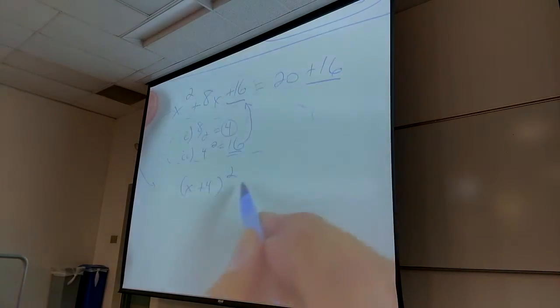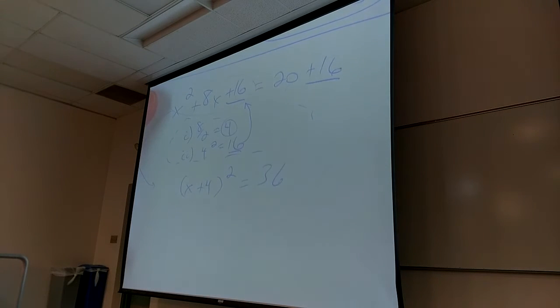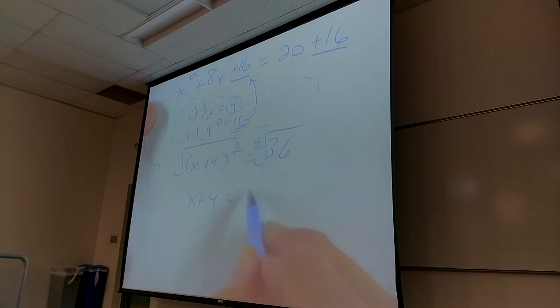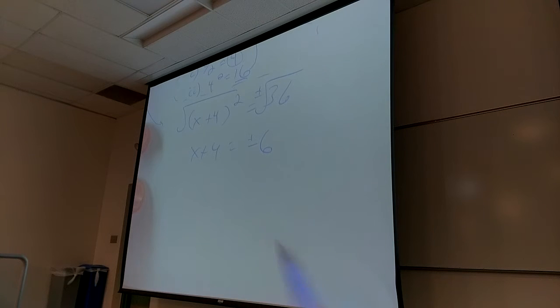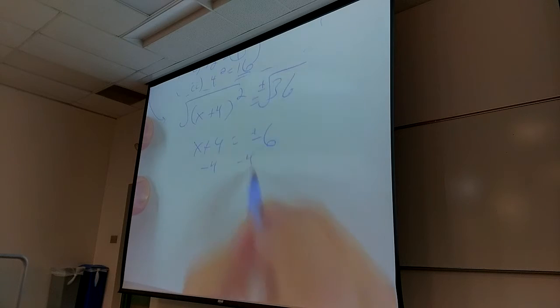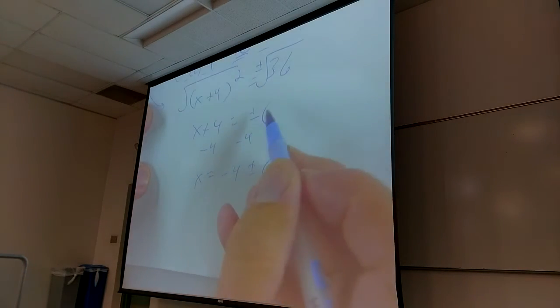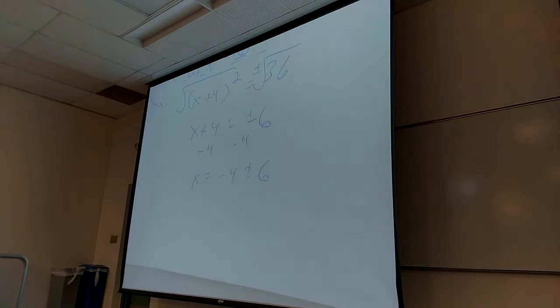On this side, what do I have? 36. Now I take the square root, plus or minus, x plus 4 equals plus or minus 6. So there's a few different ways I could do this. I know it's going to be like terms, I just need to get them together. I could either go ahead and subtract the 4 over, or I could say x plus 4 equals 6, x plus 4 equals negative 6. Mathematically, it would come out the same way. I'm going to subtract that 4 over eventually.